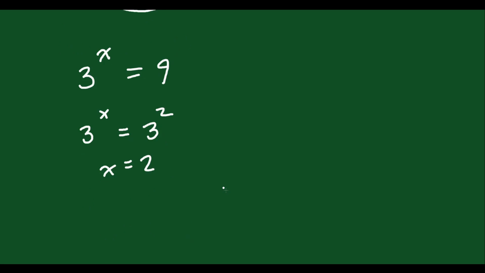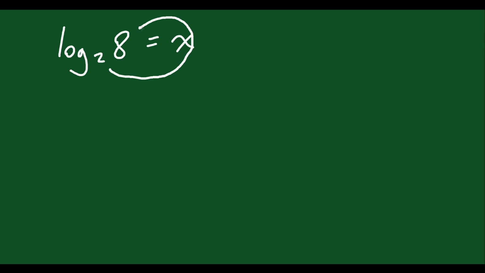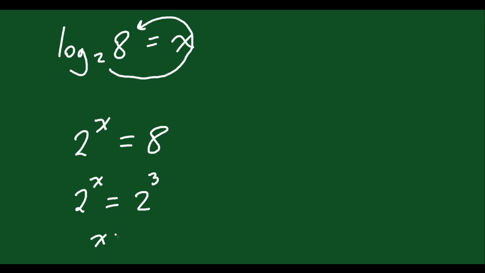Okay, let's do another example. Let's say we have log base 2 of 8 is equal to x. Okay, same idea. Go around the horn, like that. 2 to the x equals 8. So we're saying, what exponent would I have to raise the number 2 to get 8? Or in other words, let's rewrite both of these bases as a base of 2. So 2 to the x equals 2 to the 3, right? Because 2 to the 3 is 8. Therefore, x must equal 3.